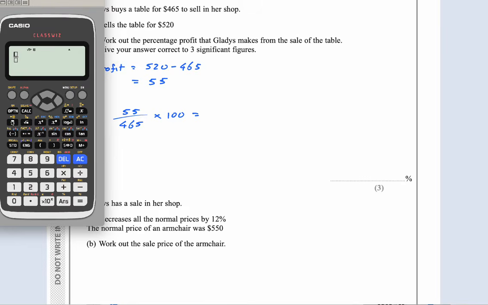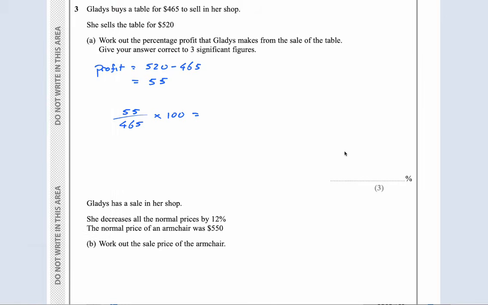So it's 55 over 465 times 100, which is 11.8 to 3 significant figures. 11.8. I'll just put 11.8 and then here I'll put it to 3 significant figures. Okay. Gladys has a sale in her shop. She decreases all the normal prices by 12%. The normal price was this. Work out the sale price.